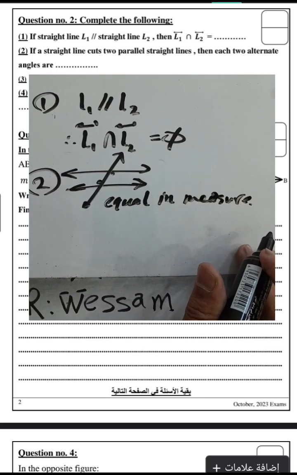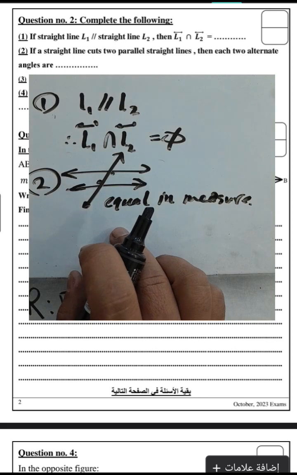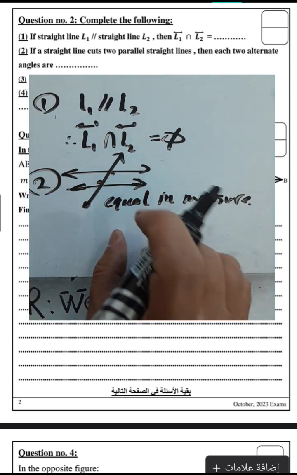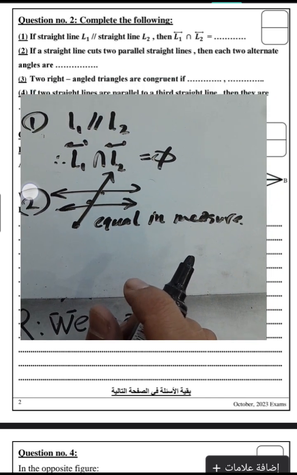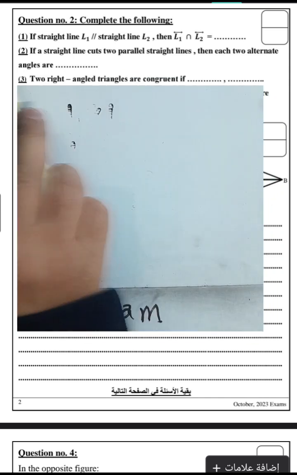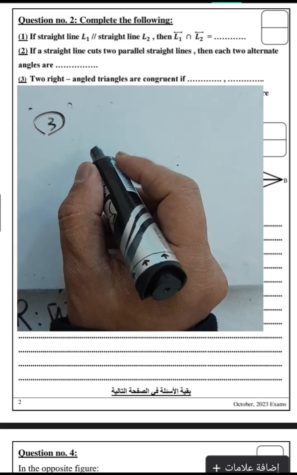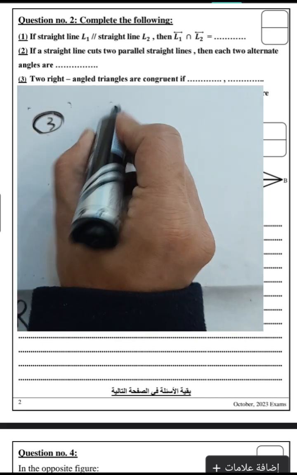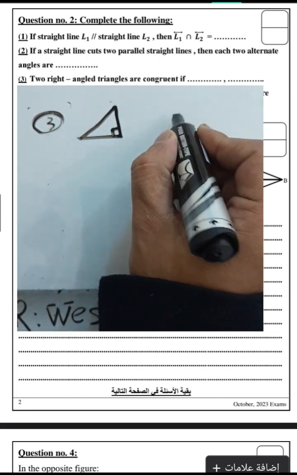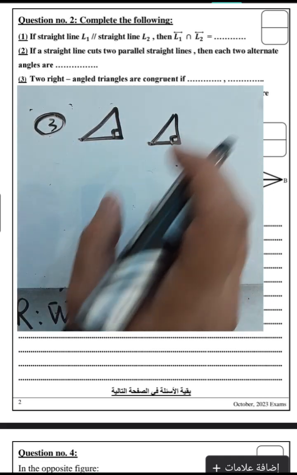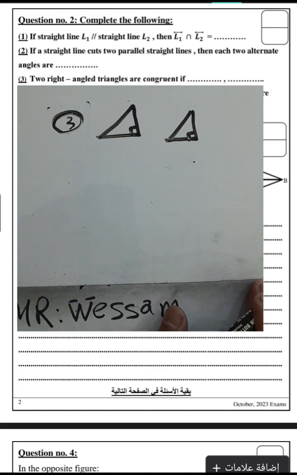Two alternate angles, we call them equal in measure. Question number 3. Two right angle triangles are congruent if the hypotenuse and one side of them are equal in length.